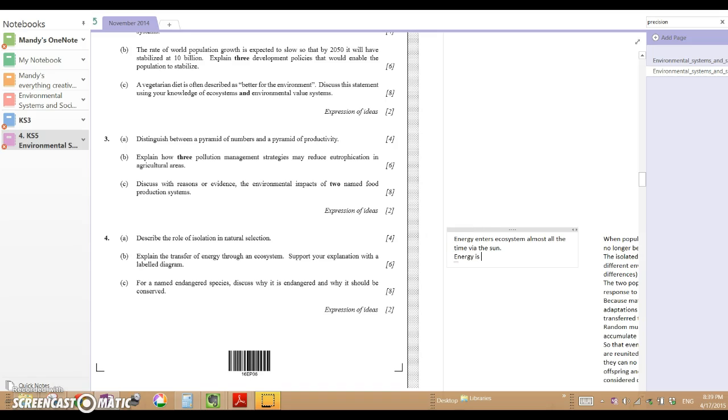Energy is fixed. Actually, no. Light energy is converted. I think I'm going to go back even further. I'm just looking where it says the transfer of energy. So I'm going to focus on the transfers and the transformations, but I want to make sure I go transfer by transfer.